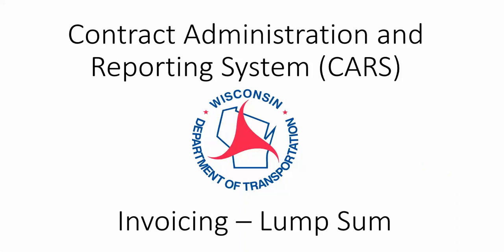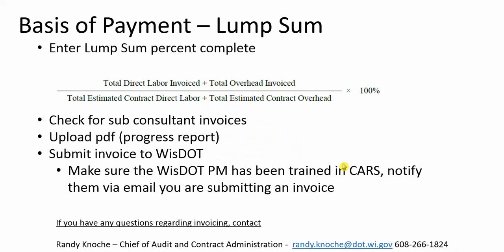In this CARS tutorial, I will be talking about invoicing a lump sum contract. When the basis of payment is lump sum, you simply enter in that lump sum percent complete. That can be derived from this equation found below. We'll also be checking for subconsultant invoices and uploading a PDF progress report.